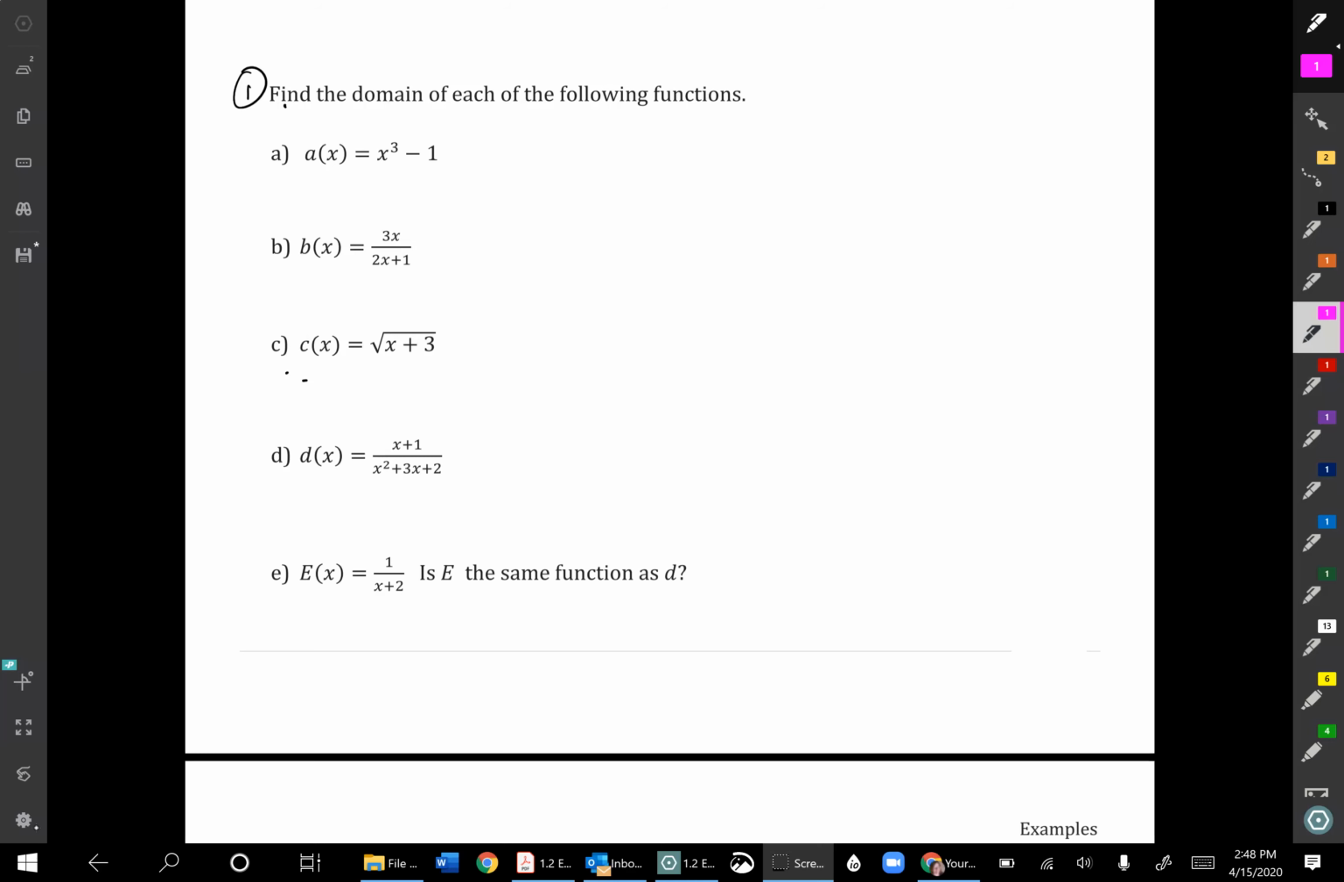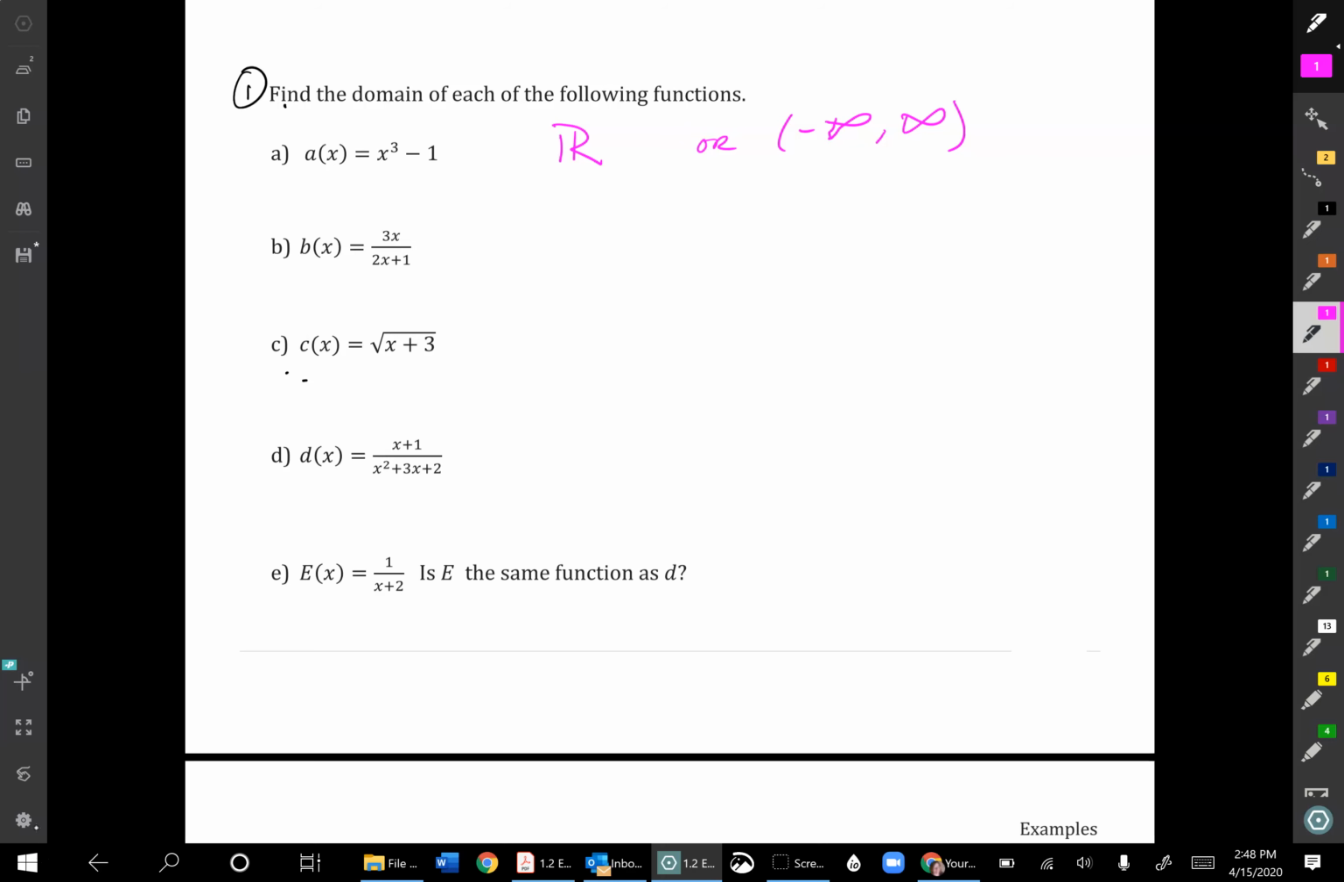So for this one, x cubed minus 1, any number could go in for x and we'd be fine. So the answer would be any real number. We could also write it as negative infinity to positive infinity. That works. For b, we have b of x equals 3x over quantity 2x plus 1.